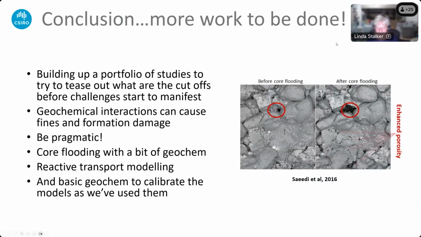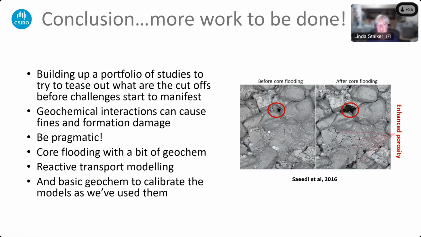So I'm really at the end of talking about what we've been doing and why geochemistry is important to CCS for injectivity. What we have managed to do is build up a portfolio of studies to try and tease out what are potentially the cut-offs before challenges start to manifest. Nothing changes in the sense that it's much easier if it's lower salinity, not too hot, simple mineralogies. Once you start to deviate from those particular cases, then you get potential for changes that you don't necessarily want.